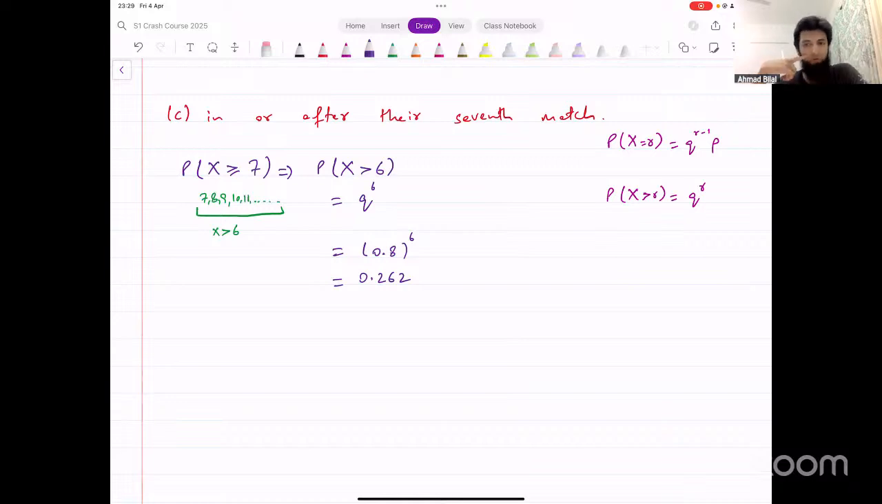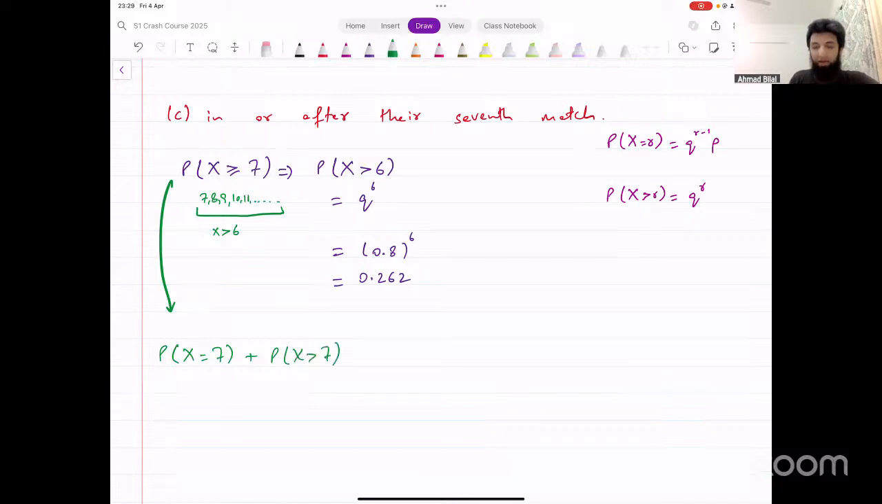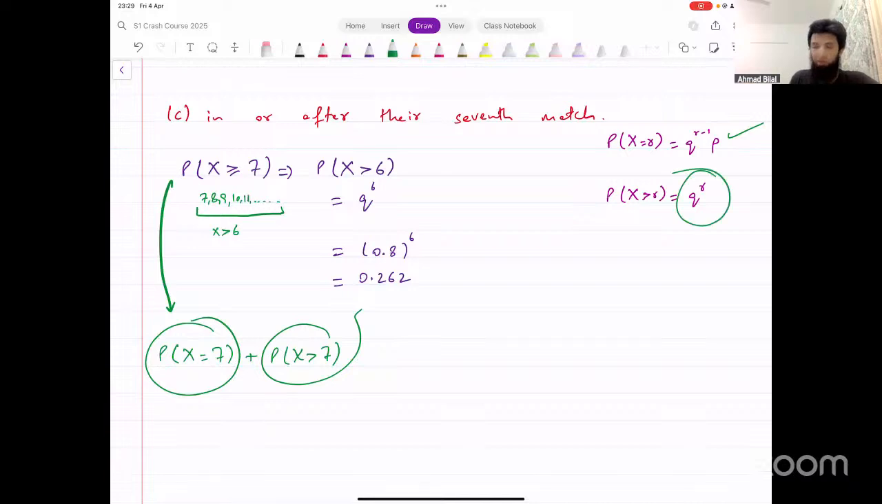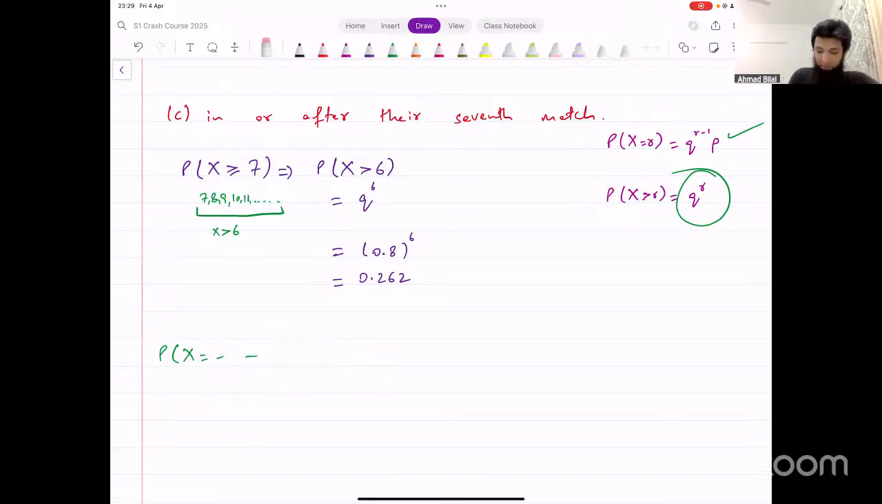Yes, Ibrahim, that would also work. Another suggestion is, Ibrahim was saying that we write it as x equal to 7 or x greater than 7. You break it like this. On this, you apply this formula, and on this, you apply the other formula. That will also work. You get the same result at the end. Okay, all right, that's good. So that's what you do here.